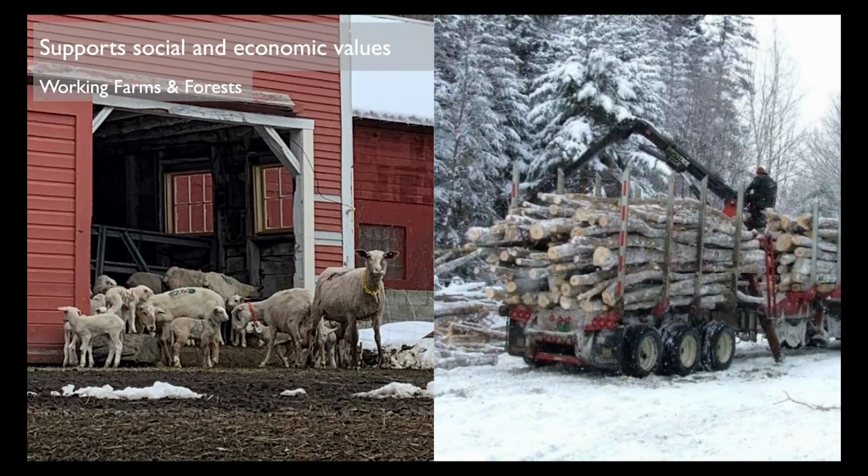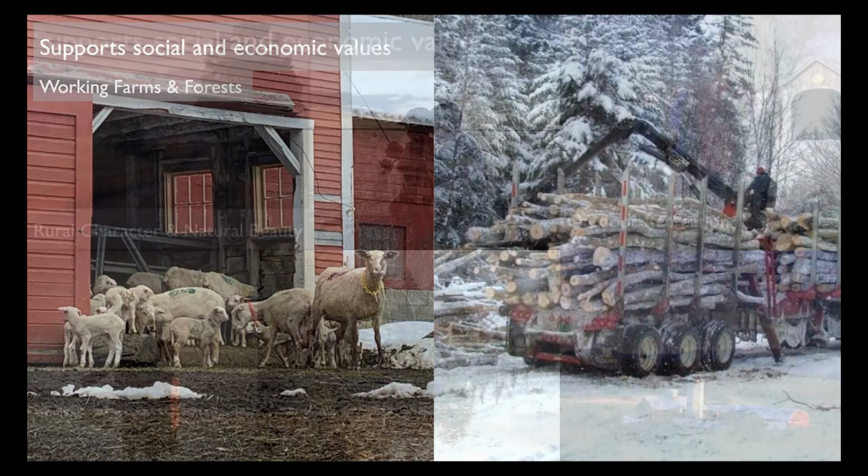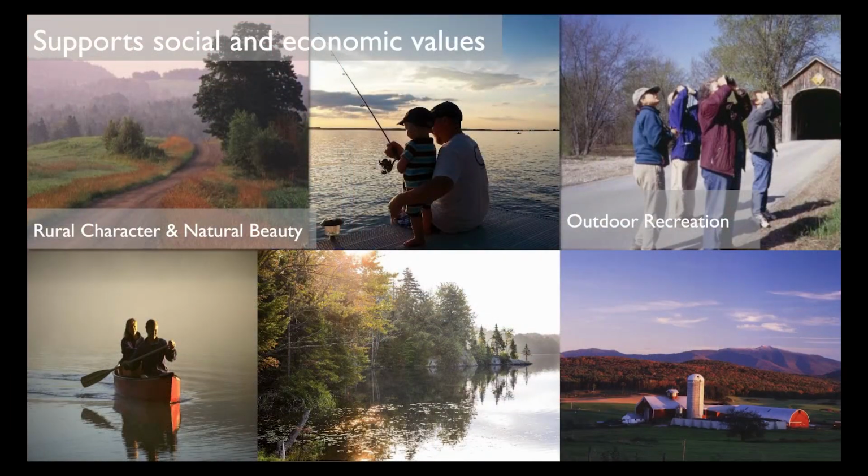Of course, the working landscape and farms and forests are absolutely represented in this design, and a key part of the values that we're trying to represent here. And of course, the natural beauty of Vermont, the rural character, those intangibles, the things that make Vermont, Vermont. So again, I'm just trying to give you a sense of what's guided this work and why we've engaged in the conservation design, what it does for us beyond the ecological prioritization.